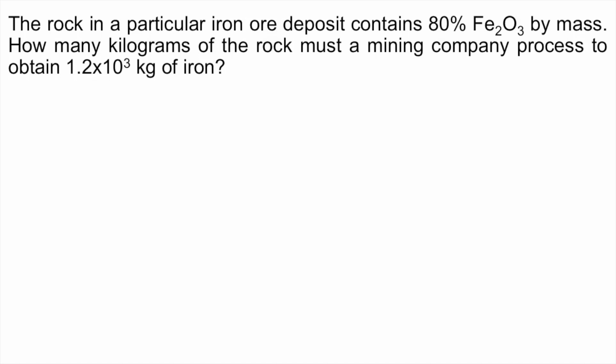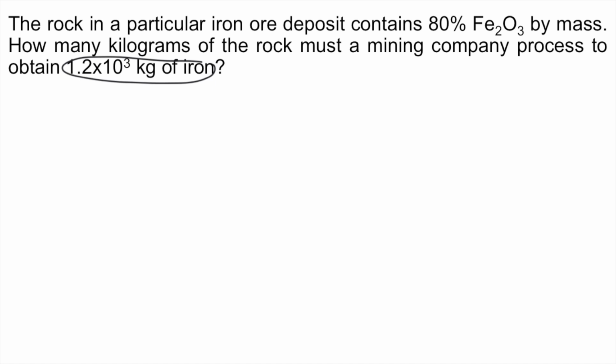The rock in a particular iron ore deposit contains 80% Fe2O3 by mass. How many kilograms of the rock must a mining company process to obtain 1.2 times 10 raised to 3 kilograms of iron? Okay, so we will be using dimensional analysis to solve this problem. So we start with the given. We are given 1.2 times 10 to the 3 kilograms of iron.